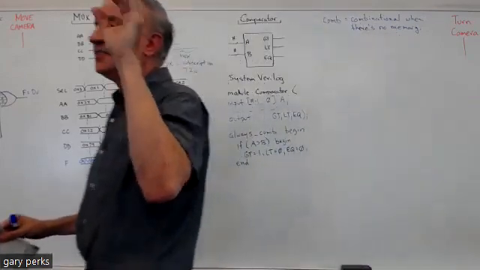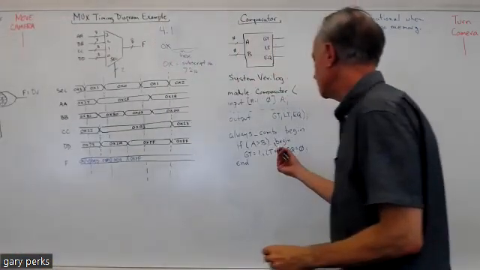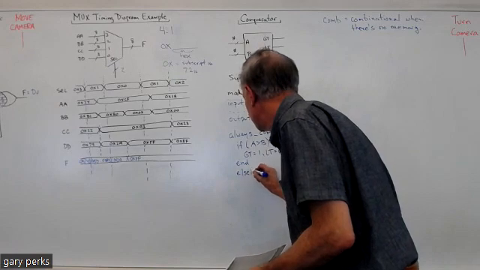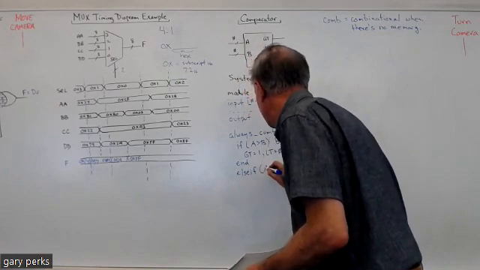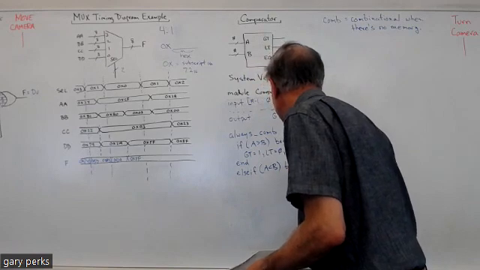Now, with if statements in SystemVerilog, you can have as many else ifs as you want, or you can have no else if. You could just have an if, then an else. Or you could have if, else if, else if, else if, as many as you want, then an else. Here we just need one else if. So the next thing would be else if A less than B. You need a begin again.